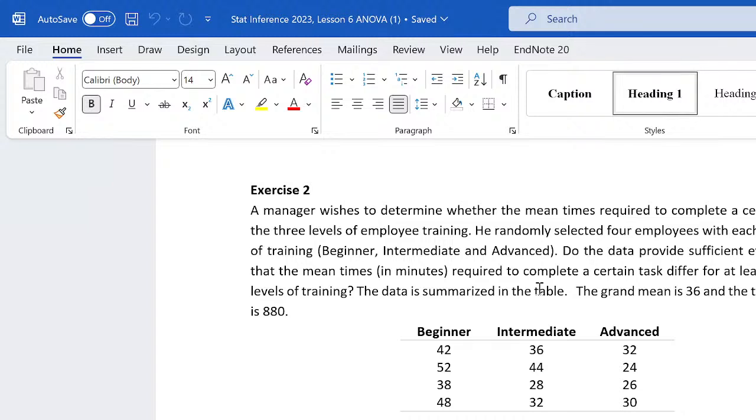We're told that the grand mean is 36. Right? So that's going to be 45 minus 36 squared. Next one, 35 minus 36 squared. Next one, 28 minus 36 squared. All right? So that is 9 squared, negative 1 squared, negative 8 squared.